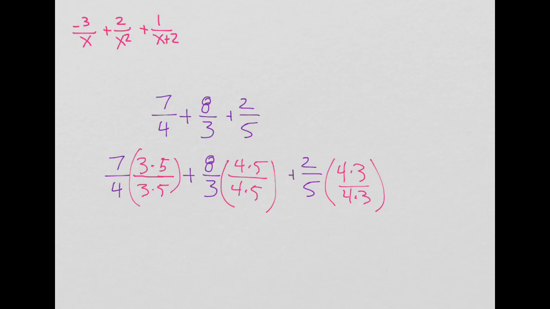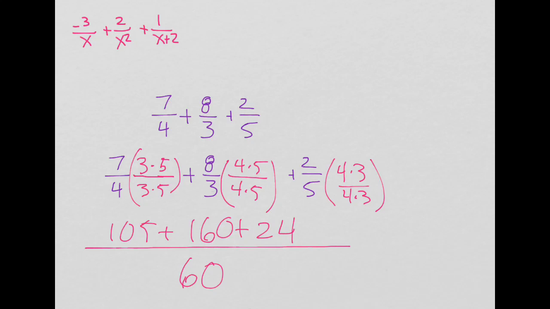And then I can start doing some math. I'm going to get a common denominator of 3 times 4 times 5. 3 times 4 is 12. 12 times 5 is 60. So I'm going to get 60 for all three of my denominators. 7 times 3 times 5. Well, multiply all those together. You're going to get 105 plus 160 plus 24 all over 60. And then you would add those numbers up and simplify your fraction, and you'd be done.